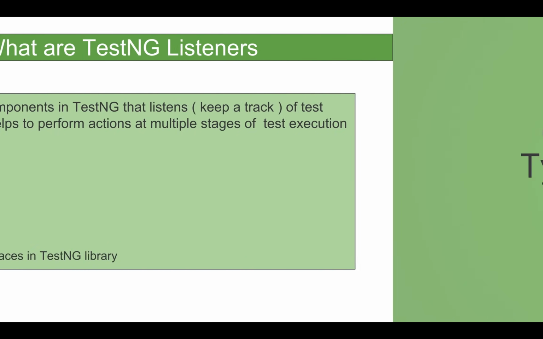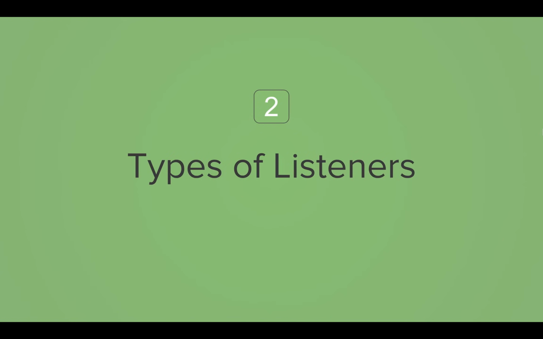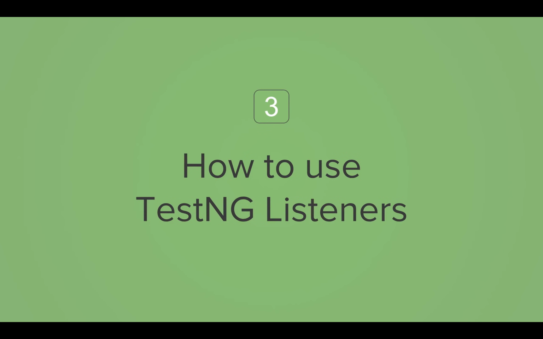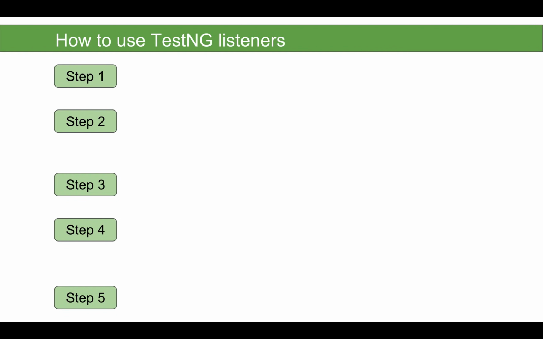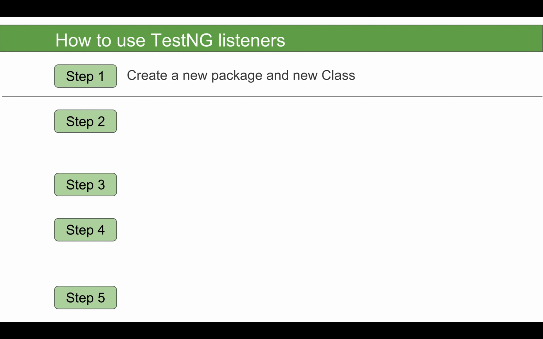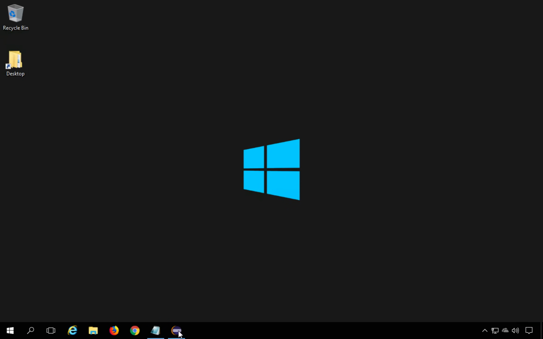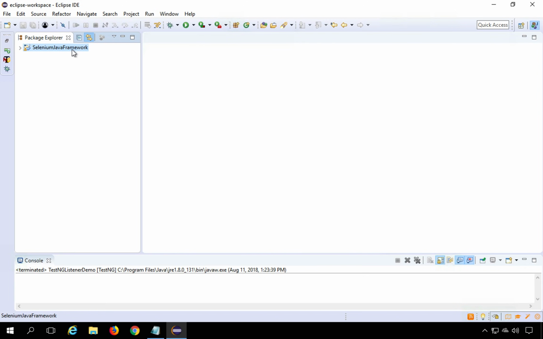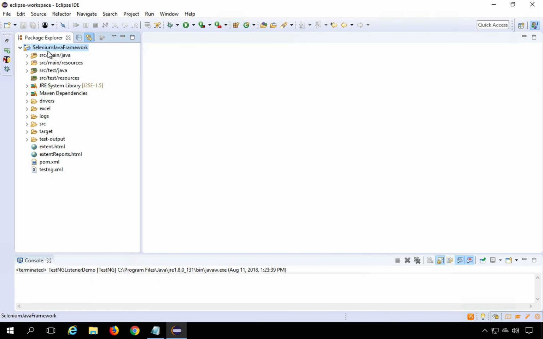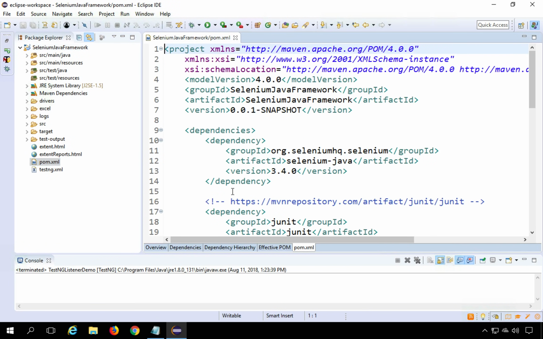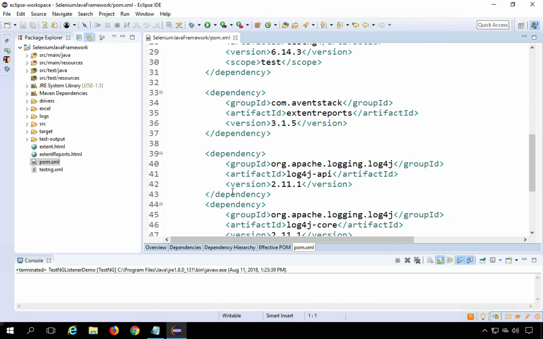So now we have already seen the types of listeners. Let us now go to how to use TestNG listeners, and we will use simple 5 steps. The first step is we have to create a new package and a new class in our Java program. So I will go to my Eclipse and I will go to my project, and you can create this in any of your projects. And of course the prerequisite is TestNG should be added in the Eclipse plugin, and TestNG libraries should also be added.